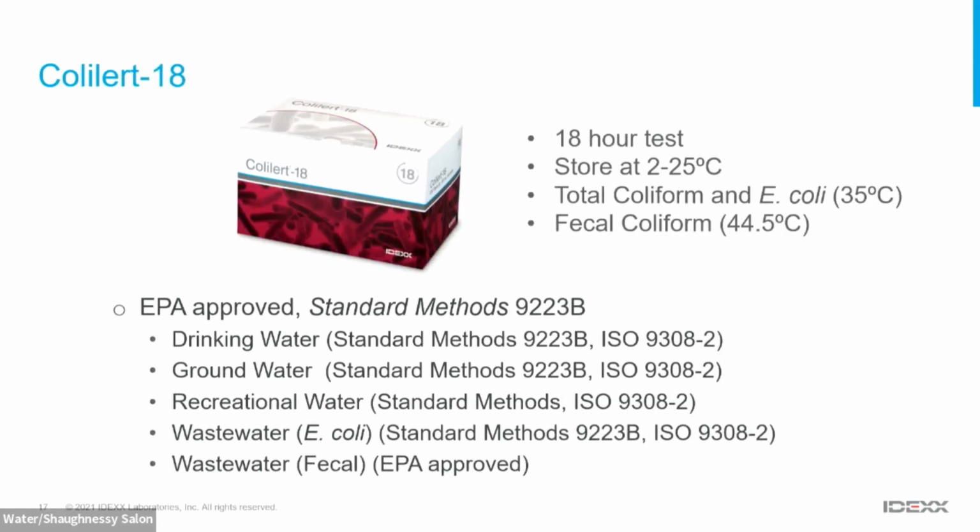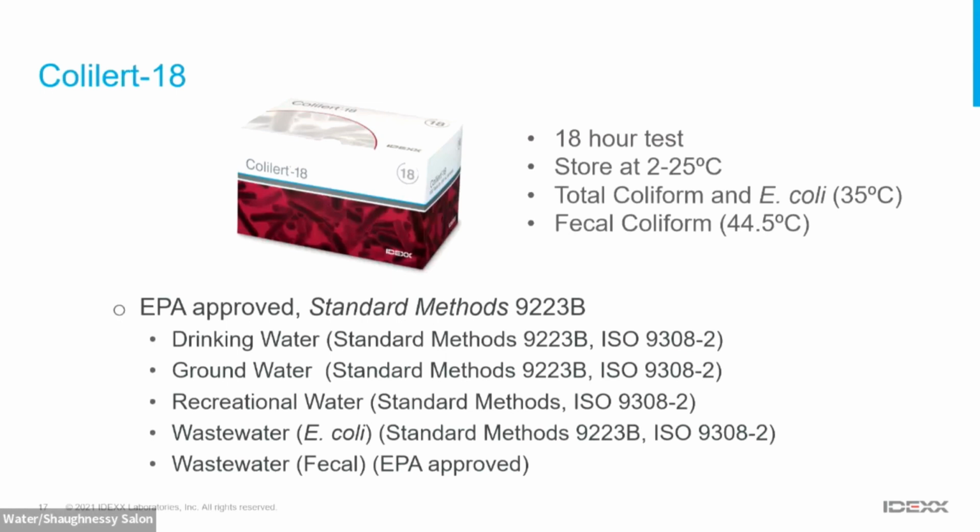COLR 18 is a very similar test. The only difference here is that it is an 18-hour test, so we get results 6 hours faster. Again, approvals, including in standard methods 9223B. COLR 18 is also an ISO standard. So if you are in an area or a country that looks at ISO for your testing methods, COLR 18 is an ISO standard, 9308-2. And again, it can be used for many different types of waters.